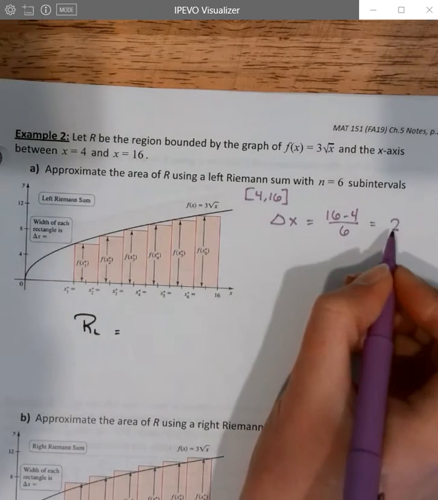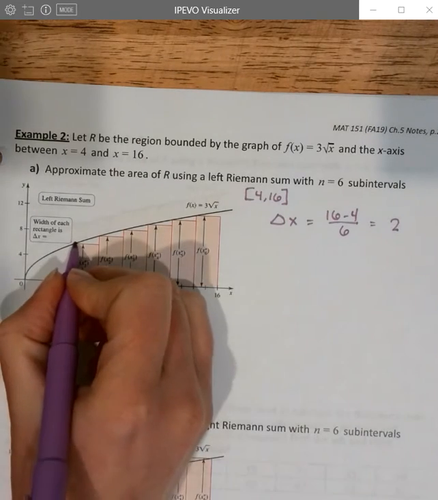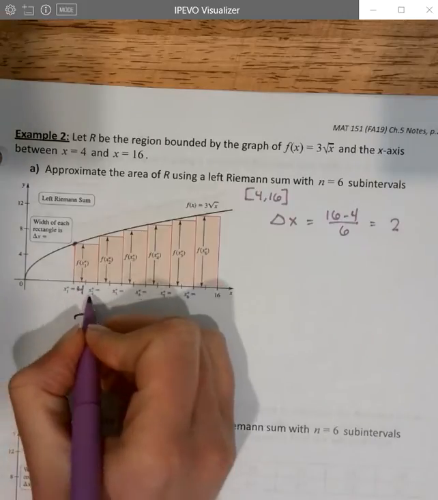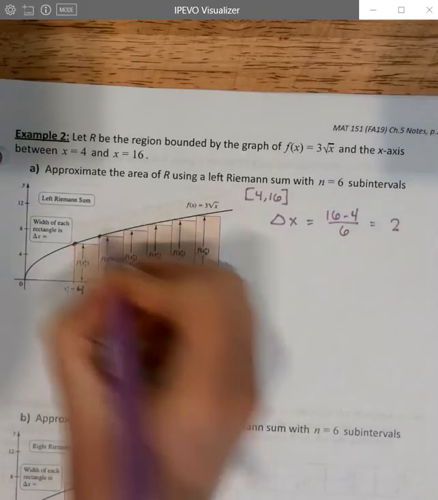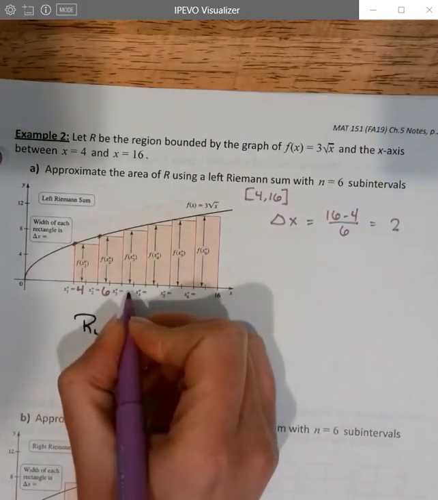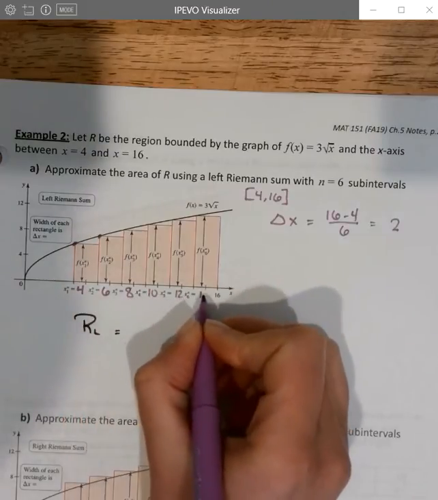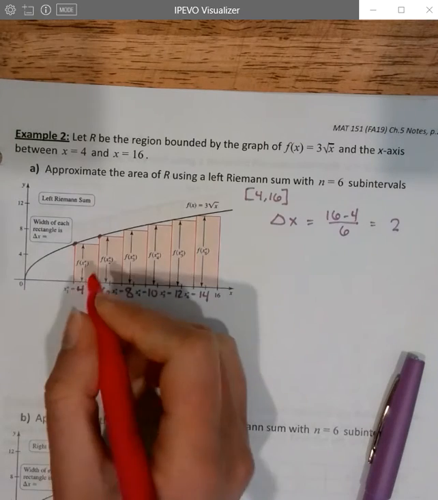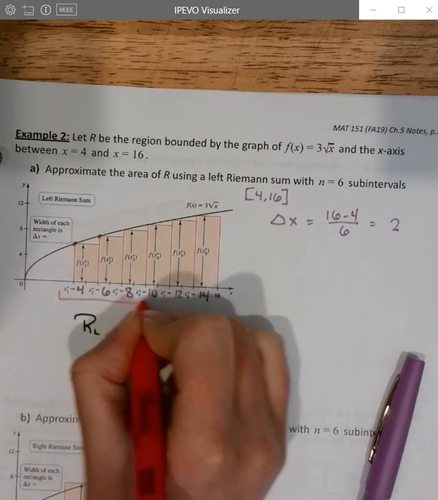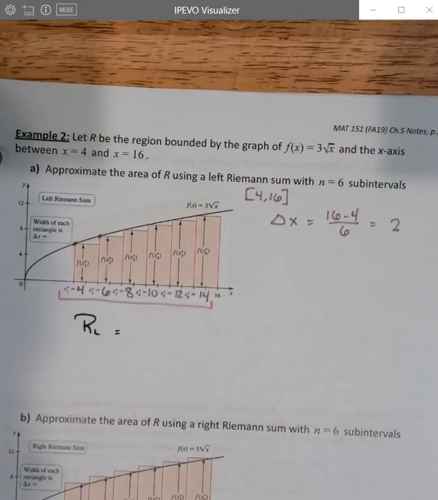Okay, so with that knowledge, I can fill in all of my xk stars since they're going to be the left endpoints. The first one is going to be at 4, then I'm going 2 steps away to get to the next one. So 6, and that's where I would intersect here. My next left endpoints will be 8, 10, 12, and 14. Notice that 16 is a right endpoint, it is not a left endpoint. Since we want 6 subintervals, we should have 6 xk stars.